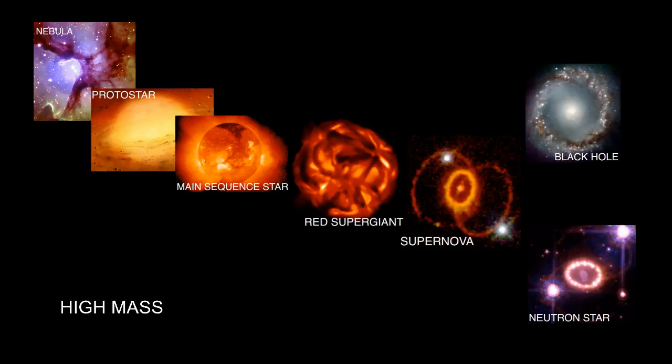For high mass stars, the first three stages are exactly the same. It begins as a nebula. The material comes together to form a protostar. It becomes a main sequence star, but these stars are more massive, and they become super red giants. Remember on the HR diagram, that's that line across the top.